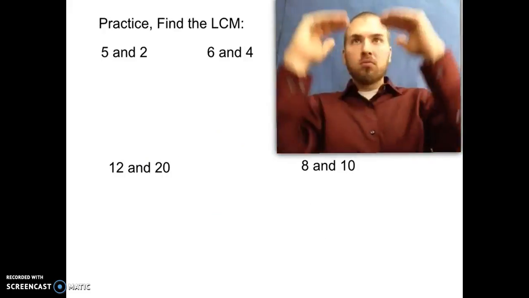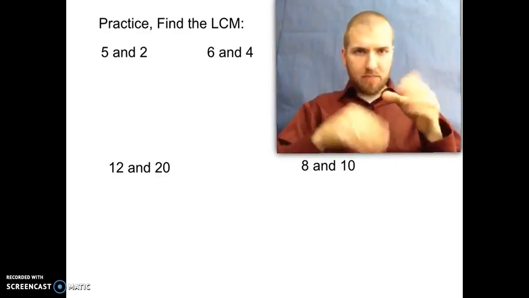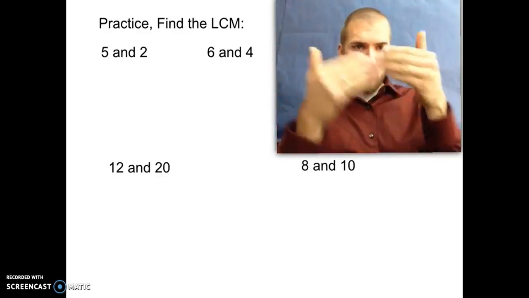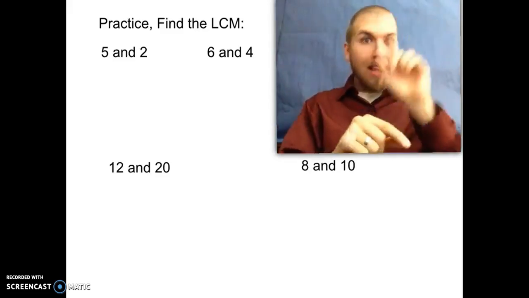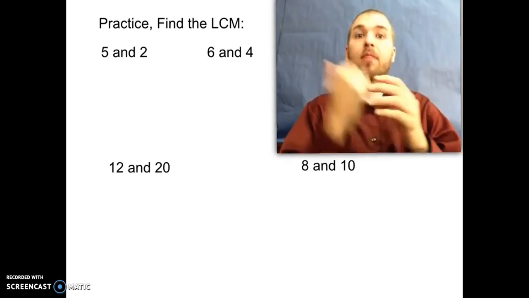So now we're going to try using the different methods to figure out the LCM for these number groups. So you can pause the video and figure out these, and then we'll see if your answers match mine.